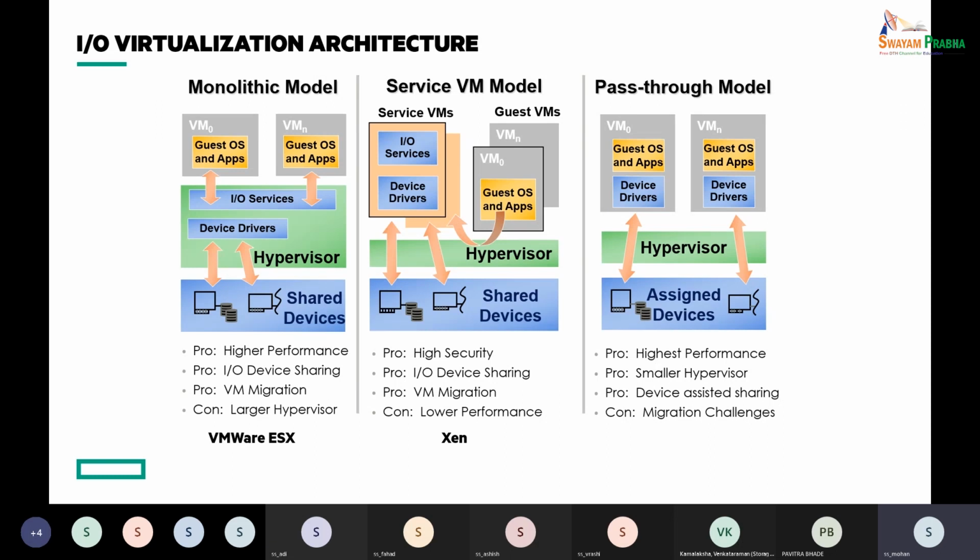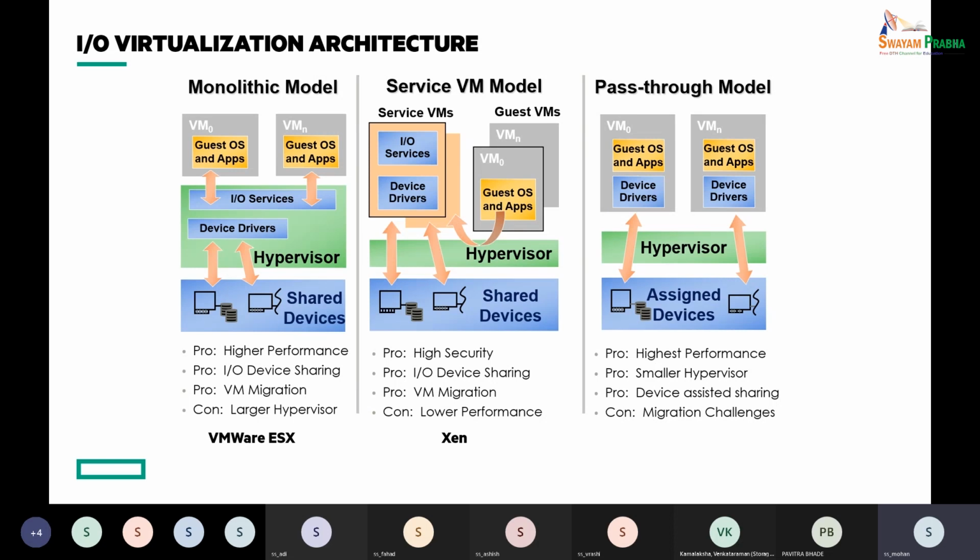So the other approach which Zen adopted was, like I said, the domain VM concept, where they had the domain VM, DOM0, actually managing the drivers, and then the guest VMs would talk to the DOM0 to be able to talk to actual devices.